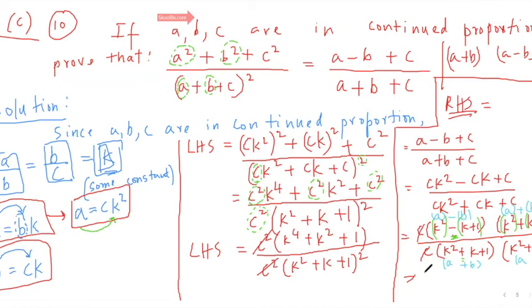So a minus b into a plus b is a squared minus b squared, right? So it's k squared squared, which is k power 4, minus k plus 1 squared, divided by a plus b into a plus b in the denominator, which becomes a plus b the whole squared. So k squared plus k plus 1 the whole squared.